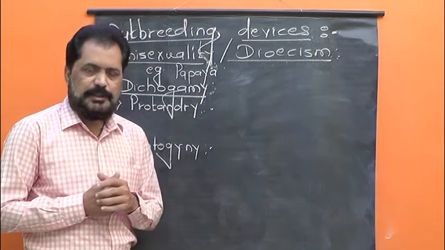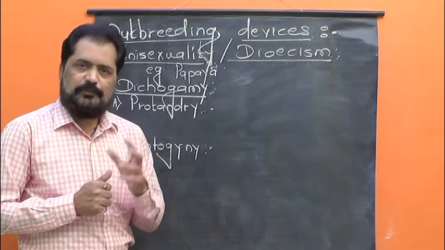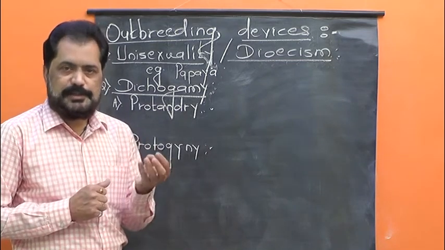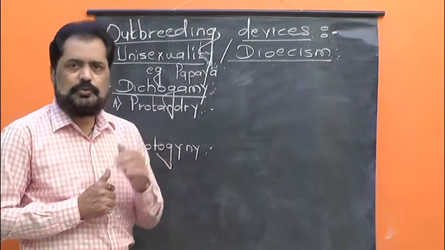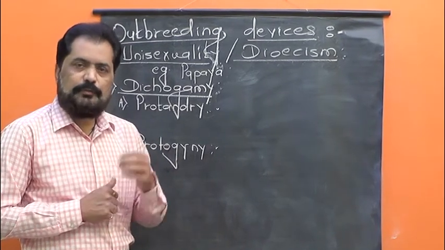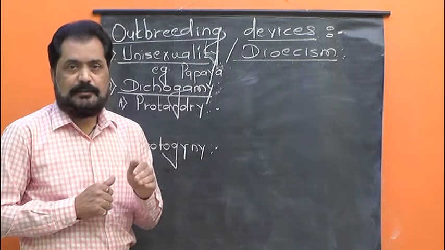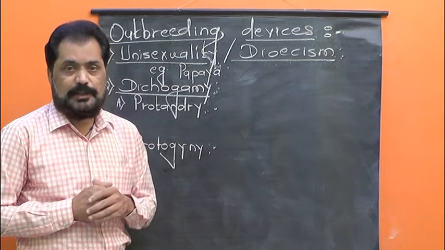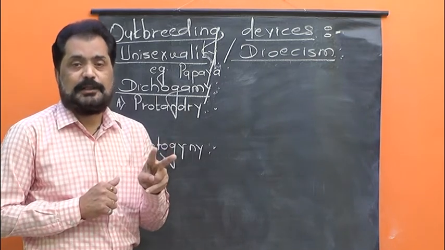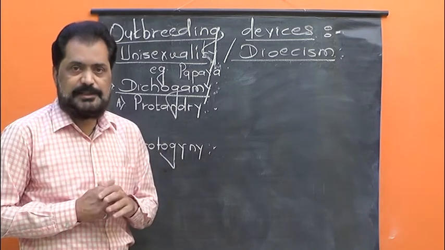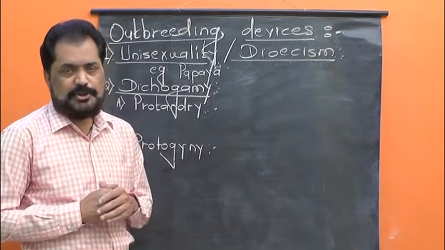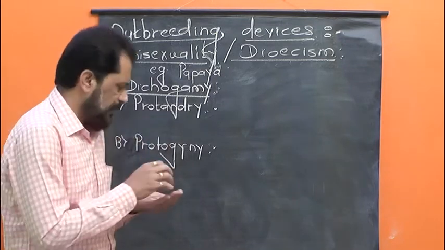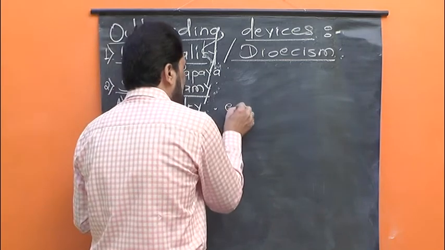Protandry याचा अर्थ या डिव्हाइस मध्ये, या मेकॅनिझम मध्ये फ्लावर जरी बायसेक्शुअल असलं तरी सुद्धा अँड्रेशियम किंवा आपण म्हणूया स्टॅमेन किंवा अँथर आधी मॅच्युअर होतात, पोलन ग्रेन्स तयार होऊन बाहेर टाकले जातात, मात्र त्यावेळेला त्याच फ्लावरचं गायनेशियम किंवा कार्पेल हा मॅच्युअर नसल्यामुळे its stigma cannot receive the pollen grain of the same flower and hence there is no chance of self pollination. Cross pollination is obligatory, compulsory. Protandry is seen in maize plant.